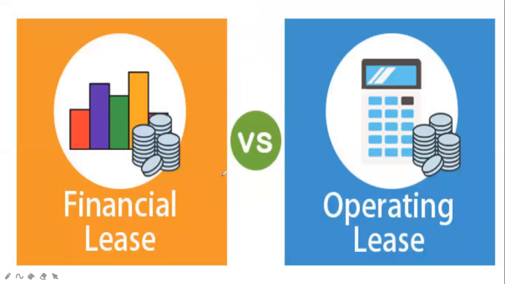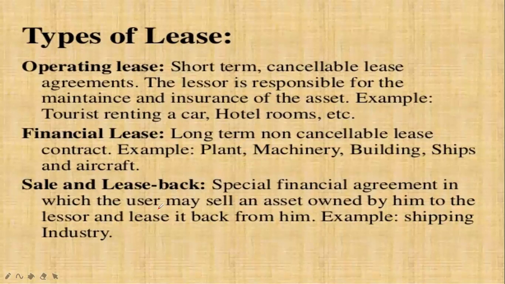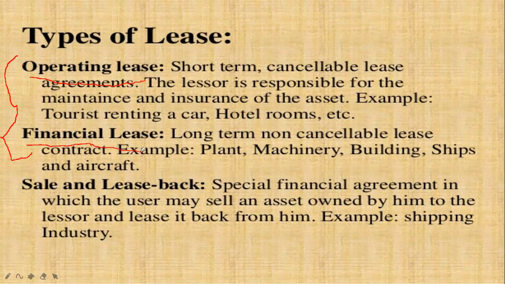So how many types of lease are there? There are mainly three types of lease, but in our topic we are mainly concerned with operating lease and financial lease. You have to understand these two types mainly. Moving to the meaning: an operating lease is a short-term cancelable lease agreement. The lessor is responsible for the maintenance and insurance. For example, tourists renting a car, or hotel rooms.